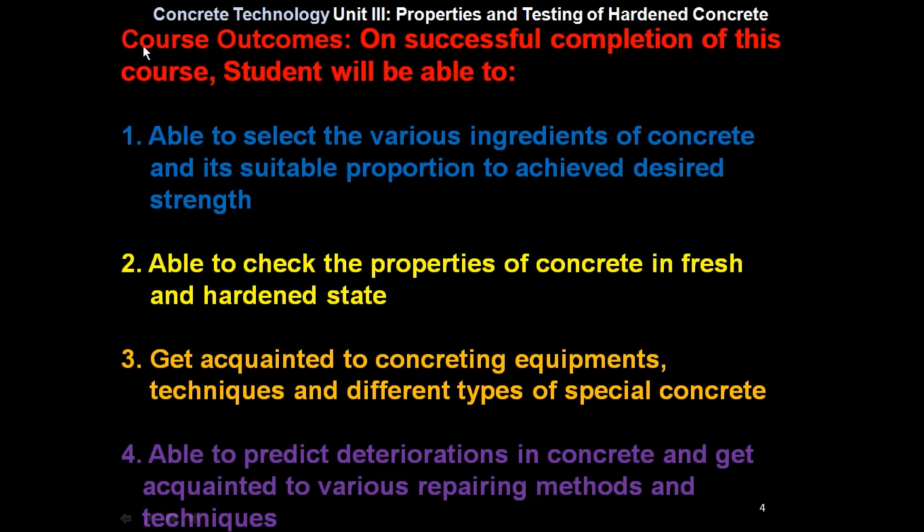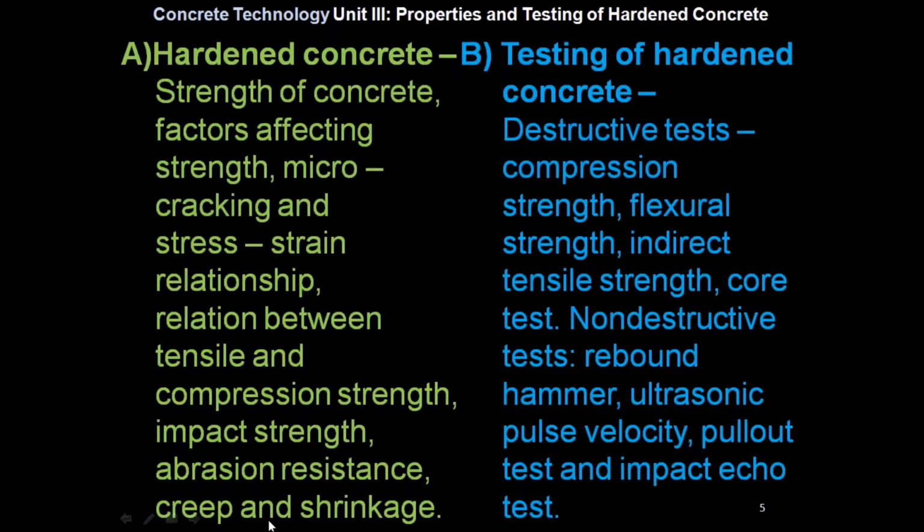Now we will see the course outcomes. On successful completion of this course, student will be able to select the various ingredients of concrete and its suitable proportion to achieve desired strength. Second course outcome is able to check the properties of concrete in fresh and hardened state. Third course outcome is get acquainted to concreting equipments, techniques and different types of special concrete. Fourth course outcome is able to predict deteriorations in concrete and get acquainted to various repairing methods and techniques.